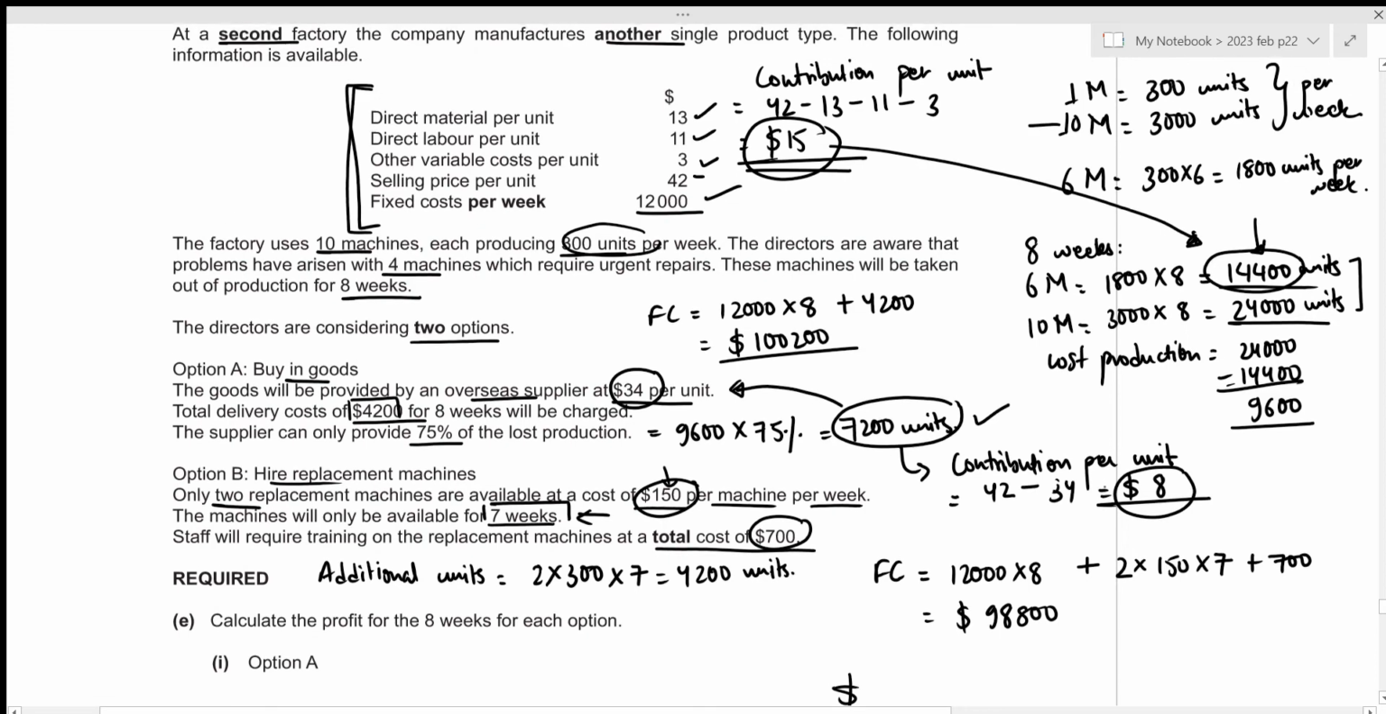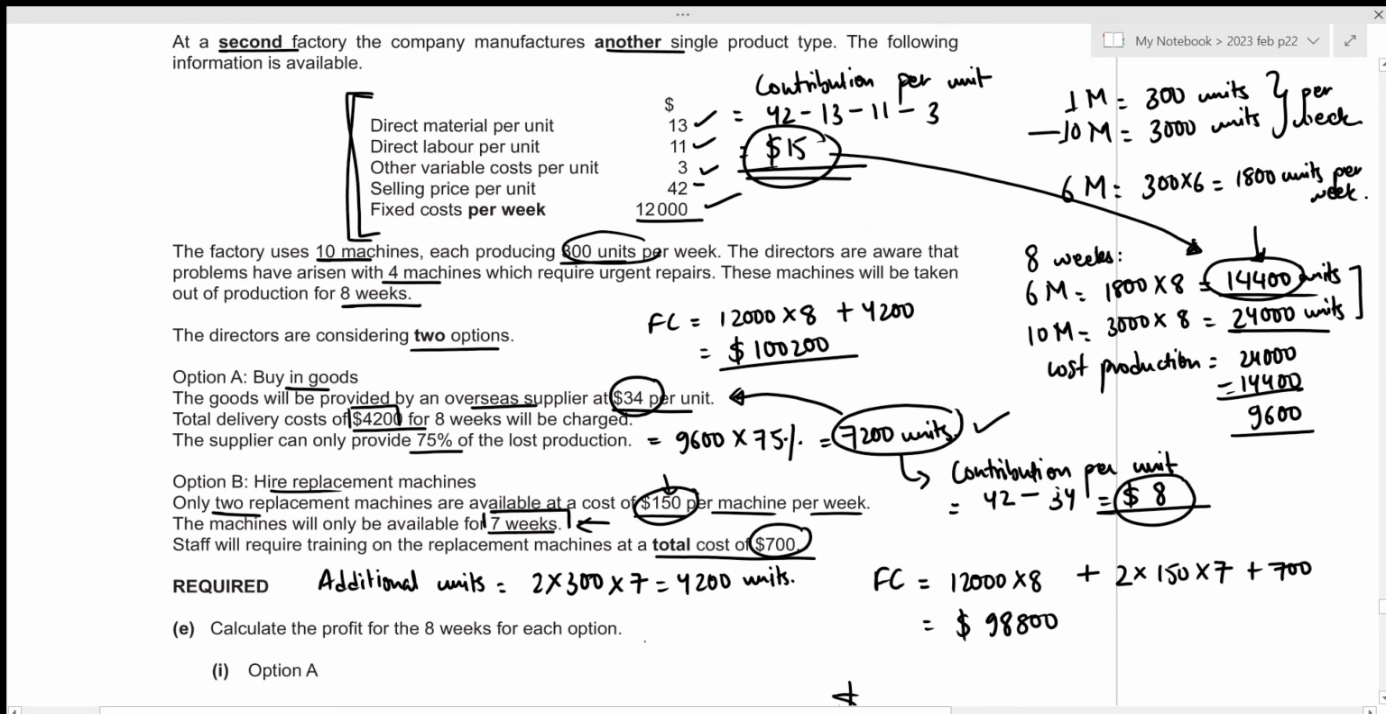Okay, in this case, we don't have 2 different contributions because we are producing all of our units on our own, but we're only using the replacement machine instead of our own machines. So we have the total units. The new one from the replacement machine is 4,200. We have the capacity to produce 14,400 units. That results in the total units of 18,600. And we'll still be utilizing the contribution per unit of 15.